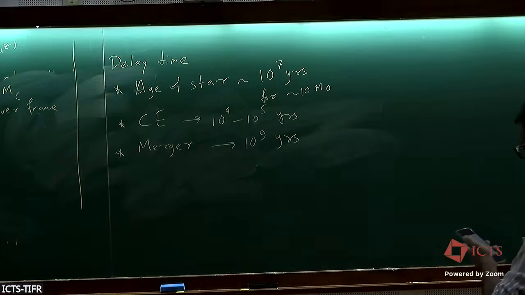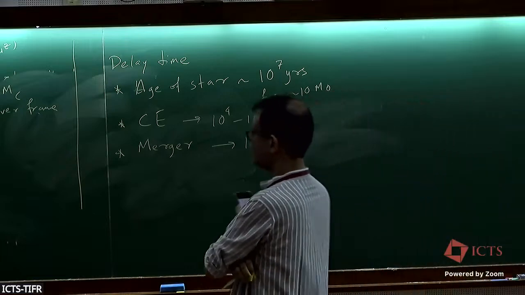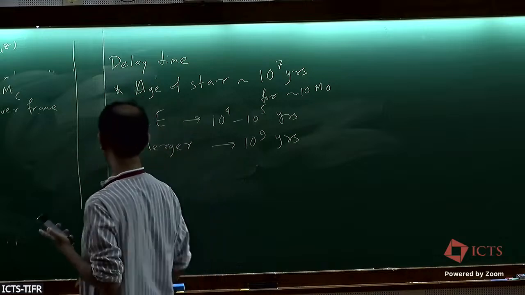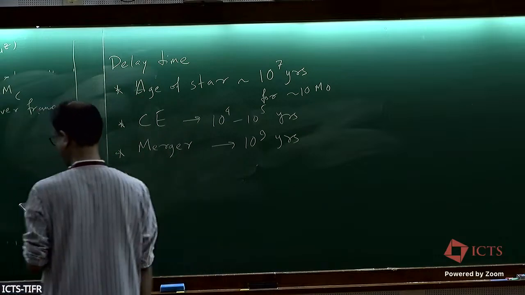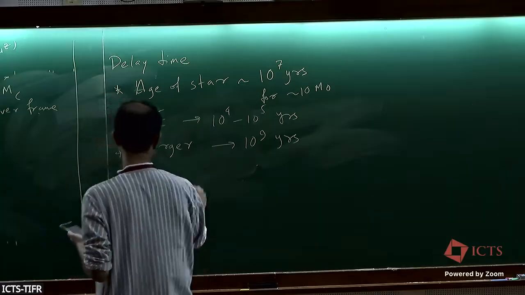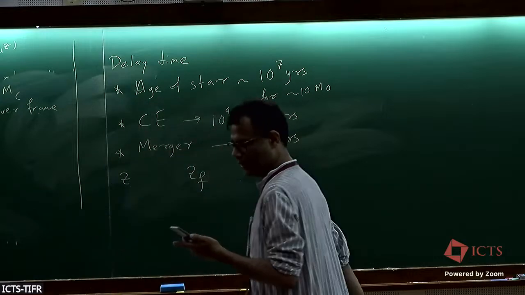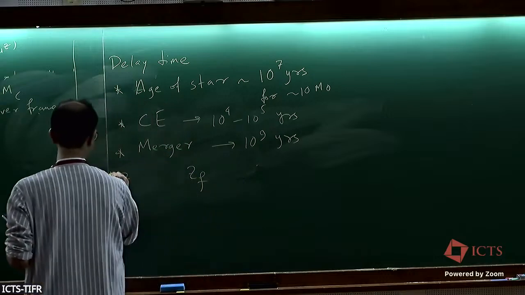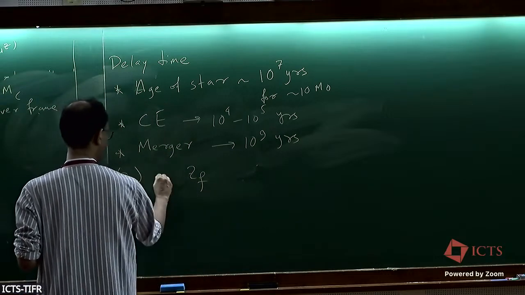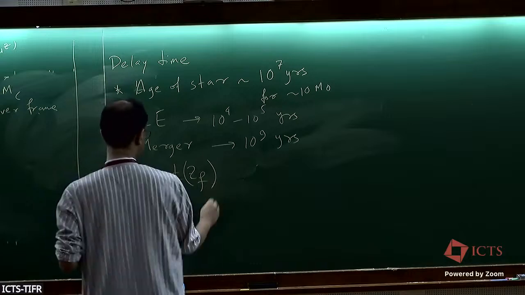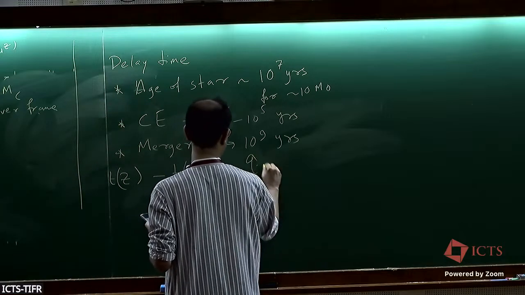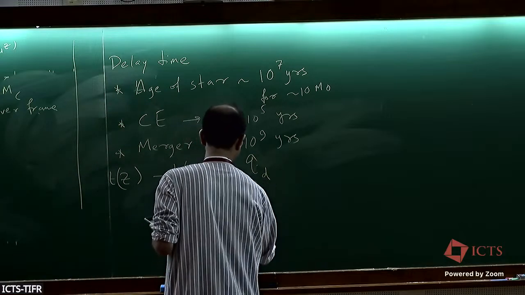So if we do that, then the event, let us say, has originated from redshift z, but the galaxy has formed at redshift z_form. So what it means is, the age between t(z) and the age between z and z_form is tau_d. This is the delay time.